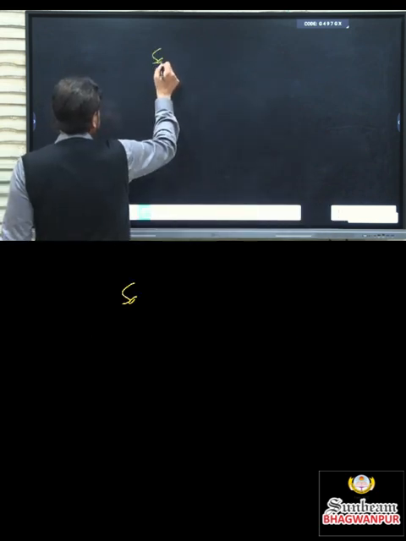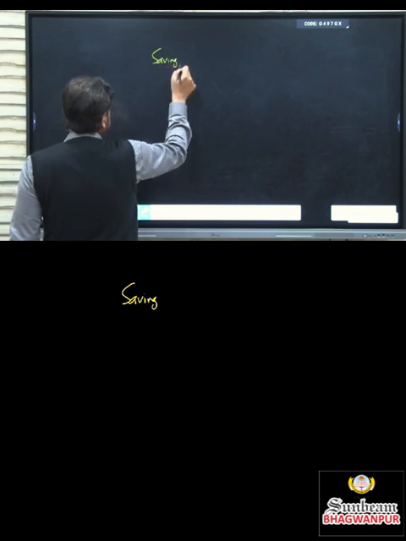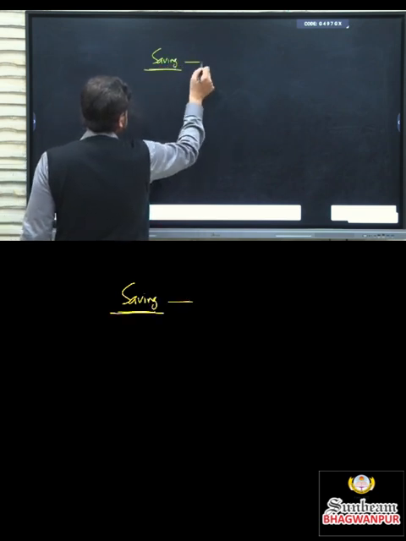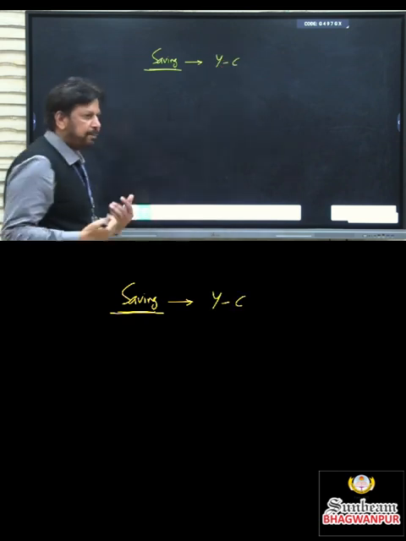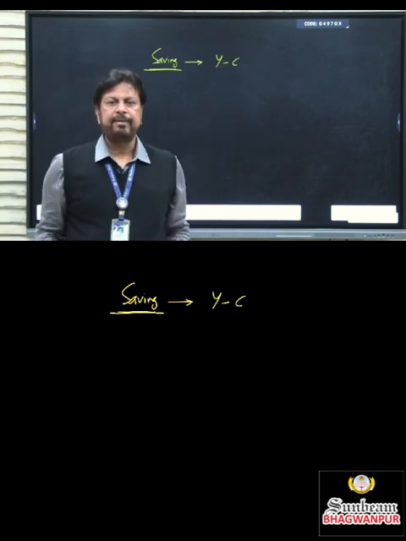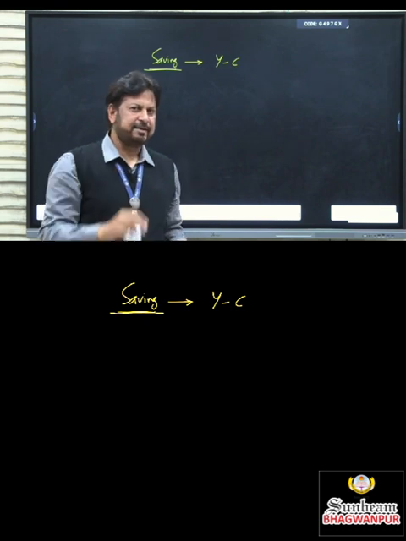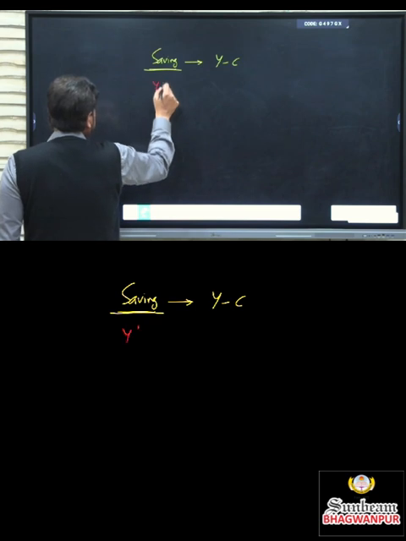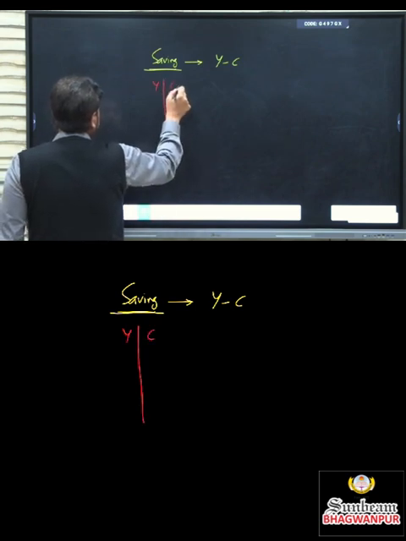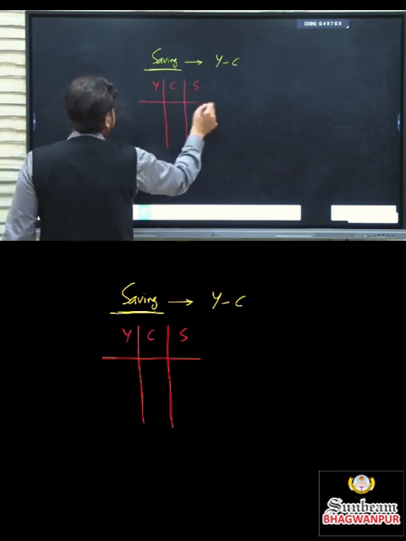Saving function. So you can say that saving is the difference between income and consumption. What part of income is not used for consumption is saving. So income, consumption and saving.